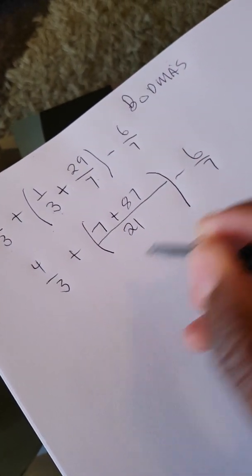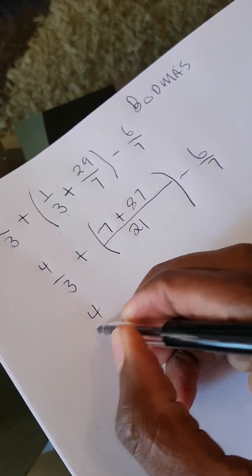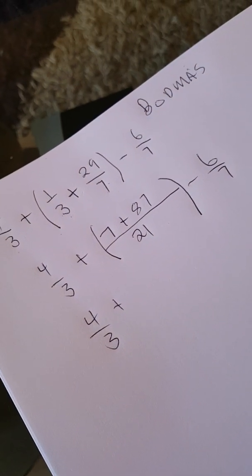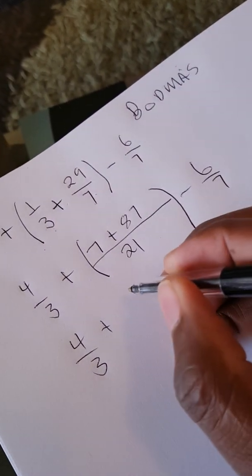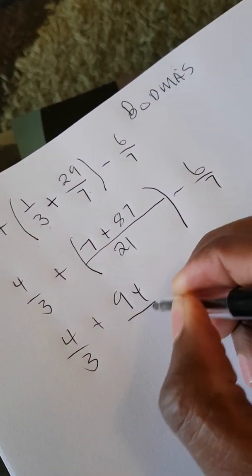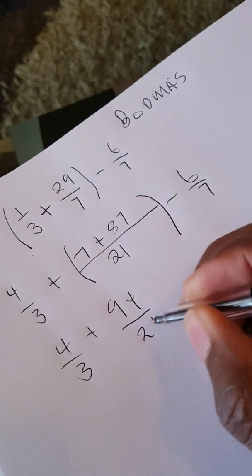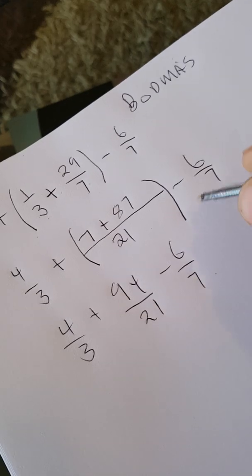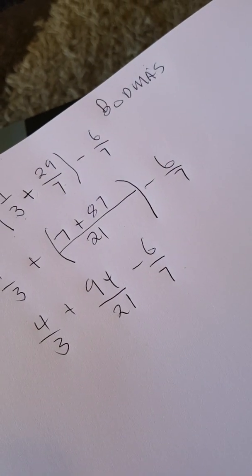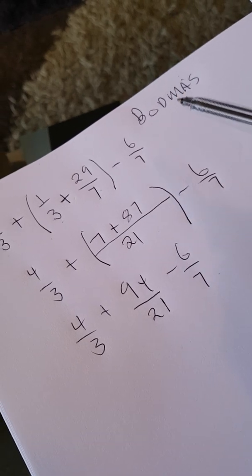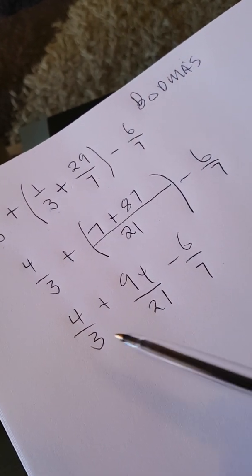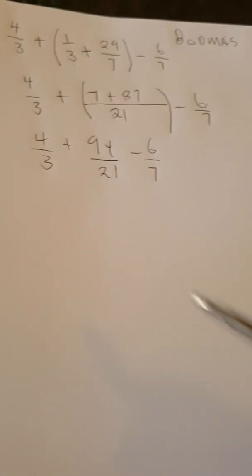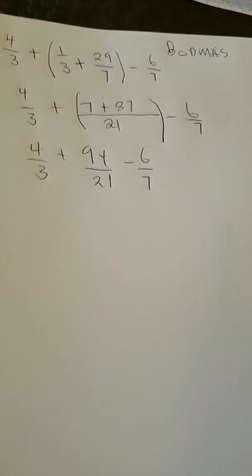So I'm going to simplify what's inside the brackets. 4 over 3 will remain the same, plus 7 plus 87. 7 plus 87 is going to give me 94. So I'll say 94 over 21, and then after 94 over 21, I'll say minus 6 over 7. So now I clear the brackets. So what must we start with? BODMAS says multiplication, addition, and subtraction. So it means I should start by adding, and I will finish up by subtracting. We have addition and we have subtraction.